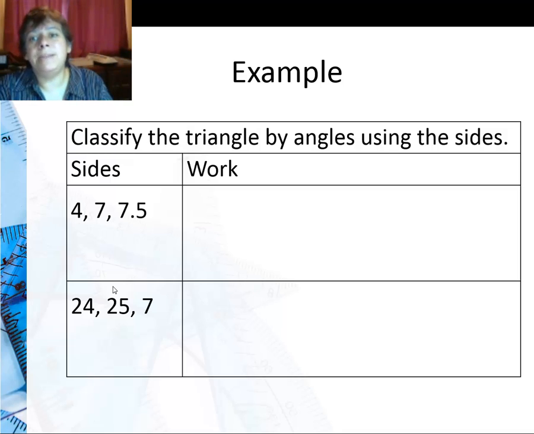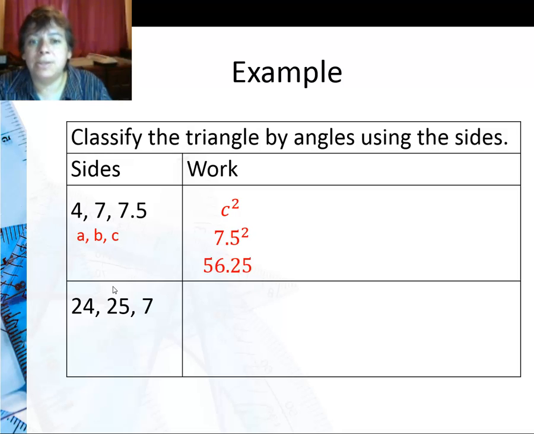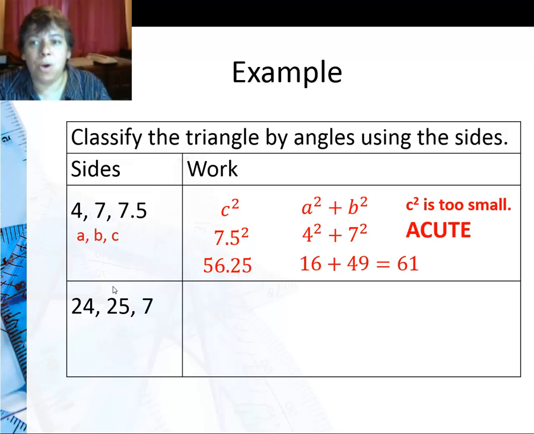We're going to classify some triangles by using the sides. First of all, it's always good to make sure they do make triangles. In this case, they do. And I'm going to identify my a, b, and c. So first of all, I'm going to do my c squared. 7.5 is my longest side. I square that, I get 56.25. Now I substitute in my two shorter legs, 4 squared and 7 squared. 16 plus 49 is 61. c squared in this case is too small, so the triangle is acute.